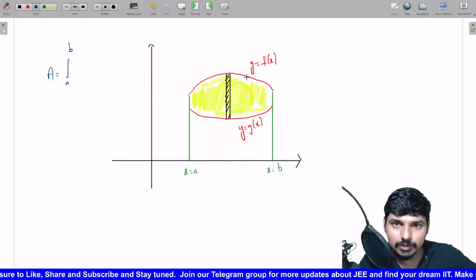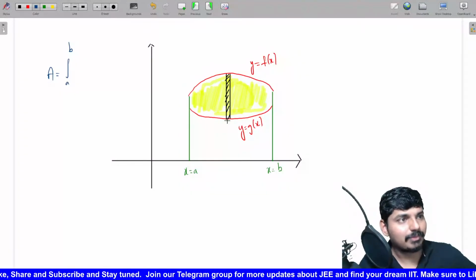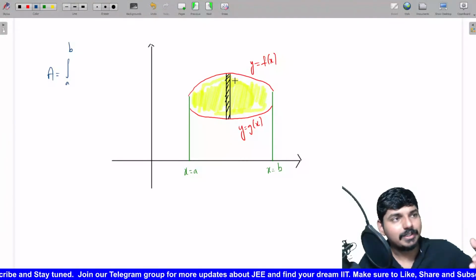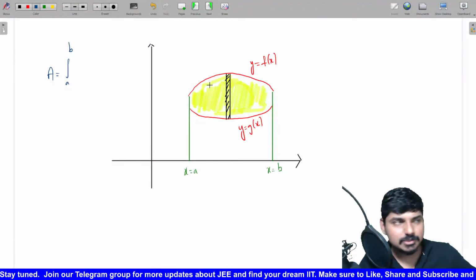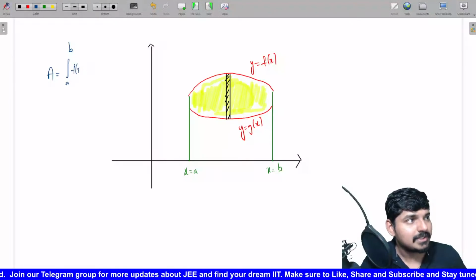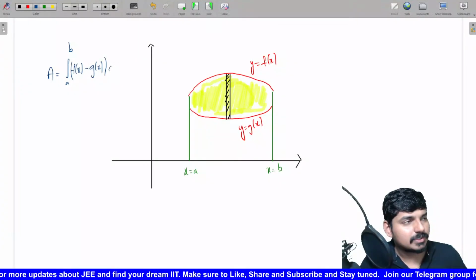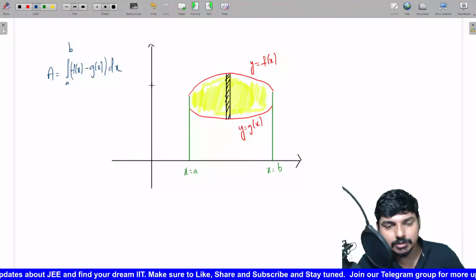Now in place of y, if you want to understand what we should take, it's always going to be the upper curve minus the lower curve. Whichever is the upper curve, you take that as the first one, which is going to be f of x, minus the lower curve, which is going to be g of x, so that you end up getting a positive area, and that is going to be the solution.